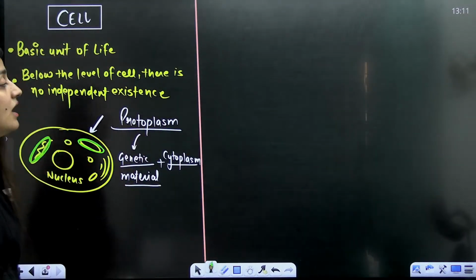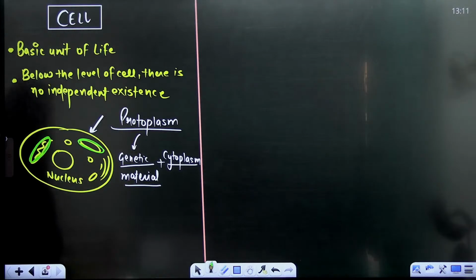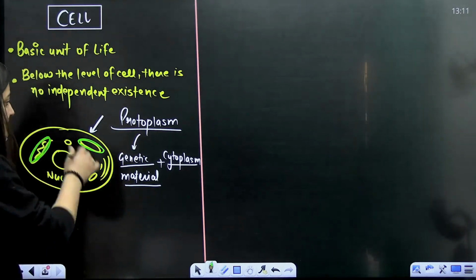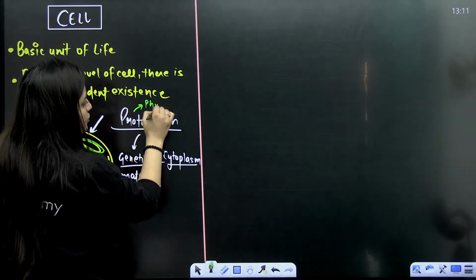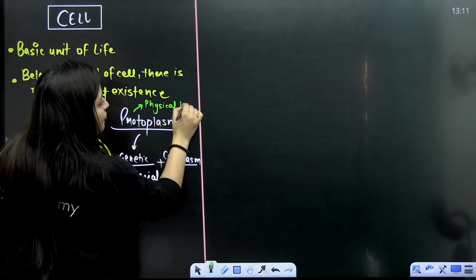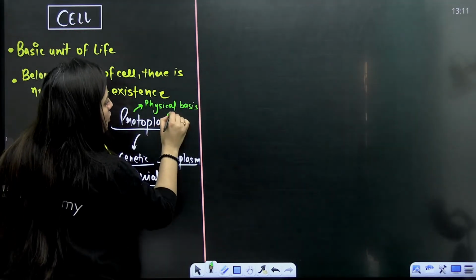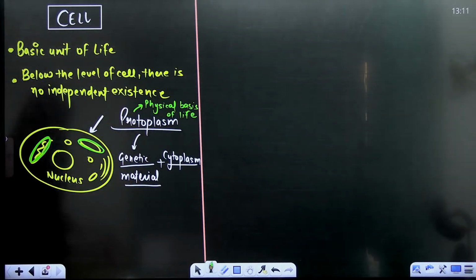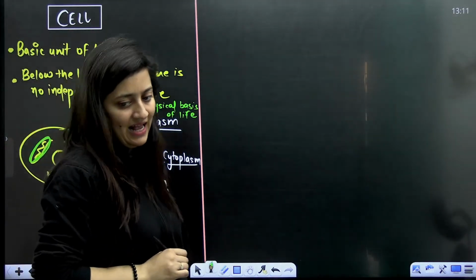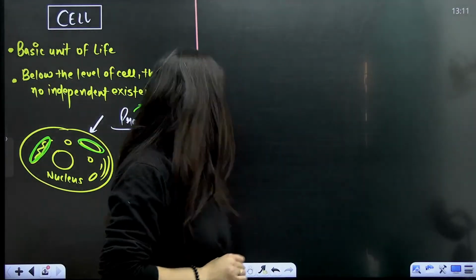They cannot live alone. Why is it so, people? Why can't they live alone? Because there is something that we need, protoplasm. This protoplasm is known as the physical basis of life. What do we call it, people? We call it the physical basis of life.